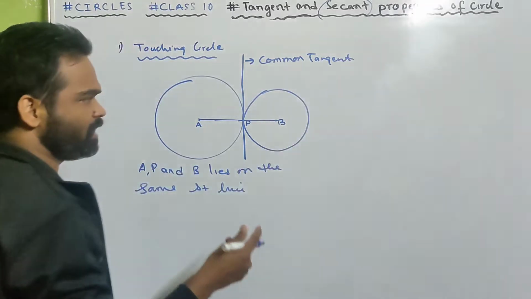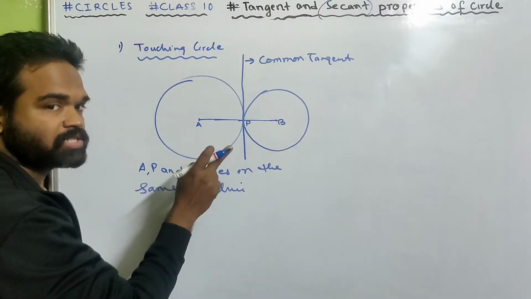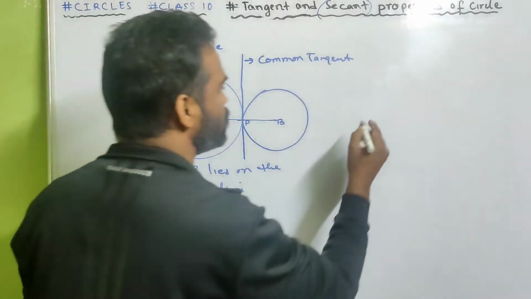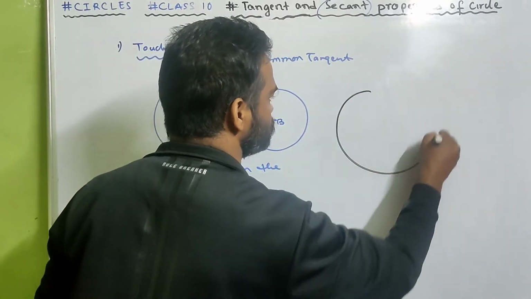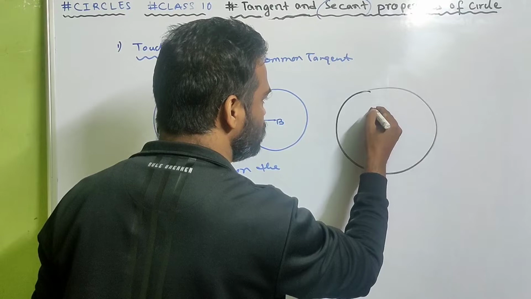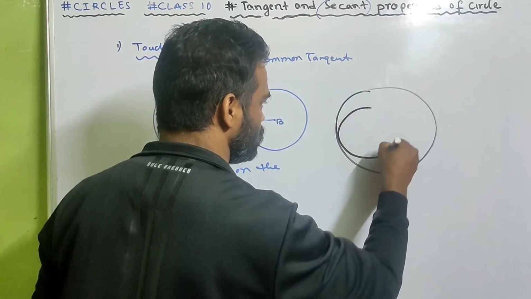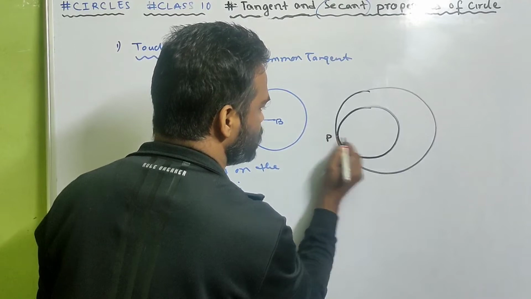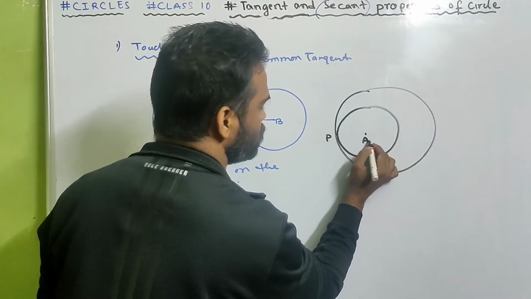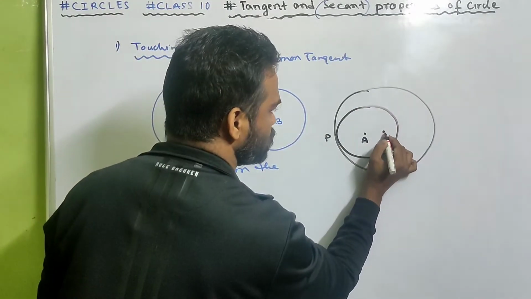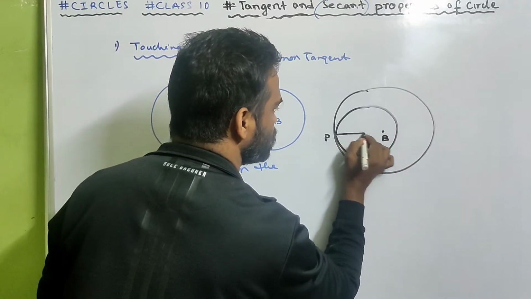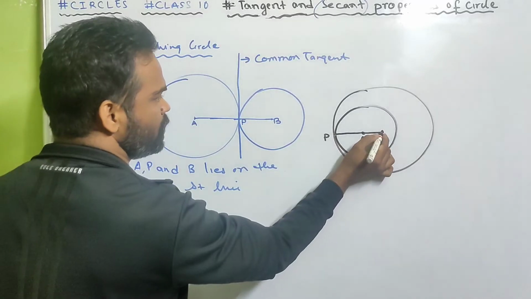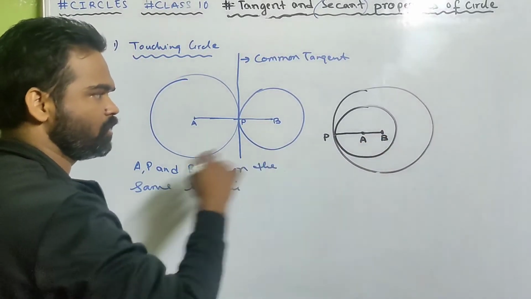Okay. Now somebody can say that these two circles touch externally. Now we can have a scenario where the two circles touch each other internally. This is also possible. This is the point P. This is the center of the smaller circle and this is the center of the bigger circle. Then again, A, B and P are collinear. They lie on the same straight line.